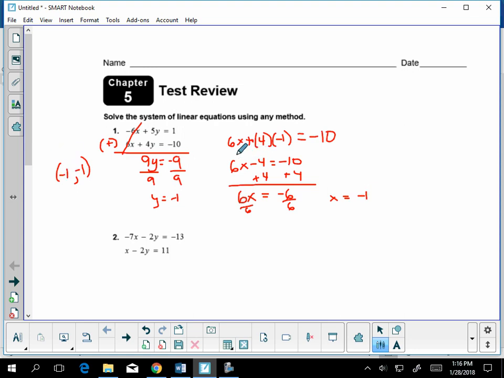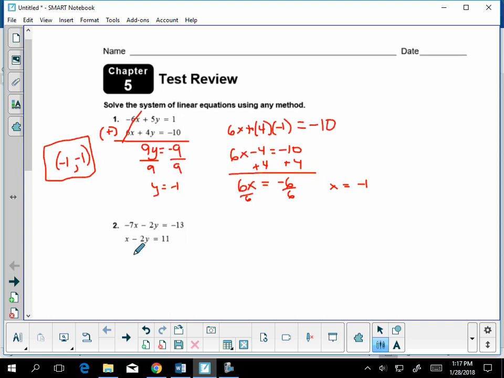Now, if you wanted to go back and verify your answer, negative 6 times negative 1 plus 5 times negative 1 should equal 1, which it does. 6 times negative 1 plus 4 times negative 1 should equal negative 10, which it does. So I'm going to go ahead and box up that answer. We're done. On number 2, I have the same coefficient, negative 2, negative 2.